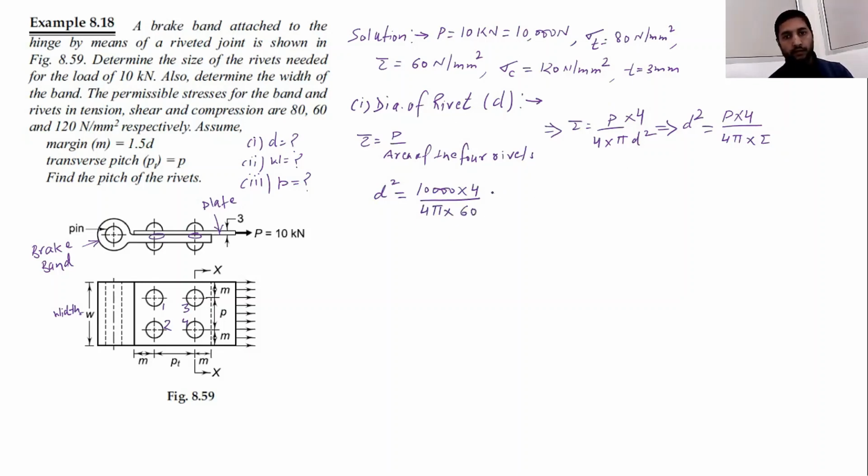Okay, so from here you will get the value of d as the square root of this value, and after solving this you will get 7.28, approximately equal to, it is coming 8 mm. Okay.